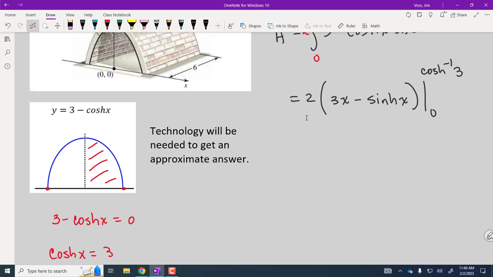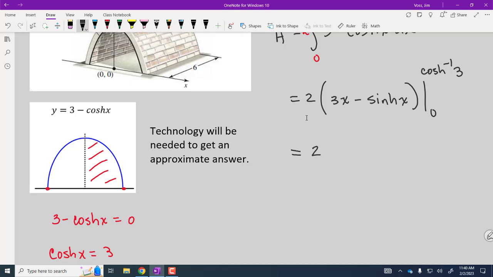Plugging in 0 is going to give 0. 3 times 0 is 0. Sinh of 0 is 0. That's the only value we know for sinh. We know that sinh passes through the origin, and we know that cosh passes through (0, 1). So we only know one value for each of them. But at least with 0, we know we have nothing there.